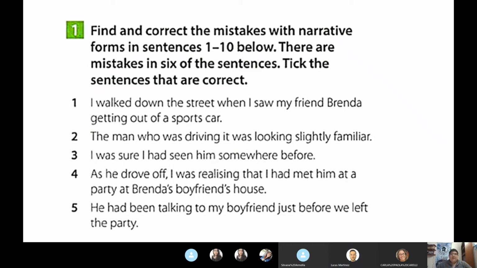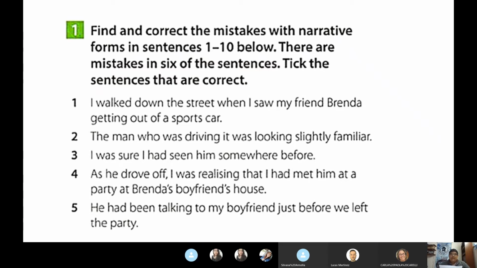As he drove off, I realized that I had met him at a party at Brenda's boyfriend's house. Yes, I realized. Okay, realize is a state verb again. Okay, I realized with -ed.